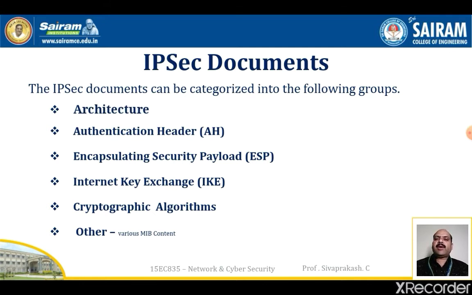Architecture. What actually is architecture? Architecture covers the general concepts, security requirements, definitions, and mechanisms defining IP security technology. The current specification is RFC 4301, named Security Architecture for the Internet Protocol. Second one, Authentication Header. The Authentication Header, AH, is an extension header to provide message authentication. The current specification is RFC 4302, named IP Authentication Header.